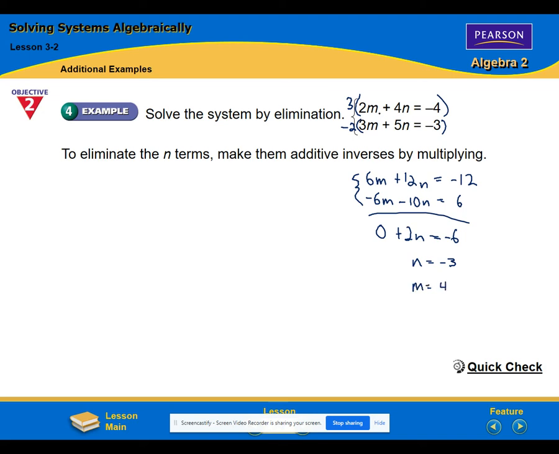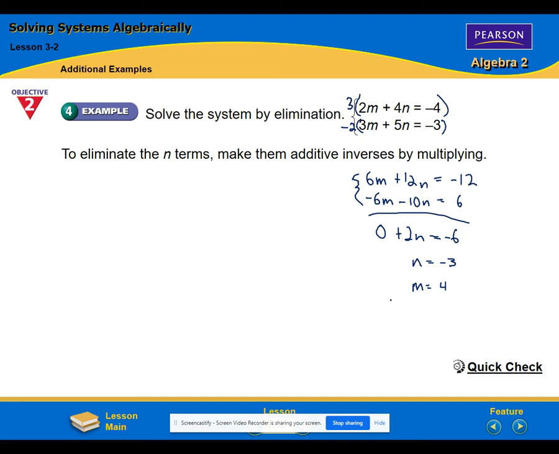And of course, if you use the top equation here to plug n in to get m equals 4, then I would take the other equation and write 3 times 4 plus 5 times negative 3 and see if it's actually equal to negative 3. Use one equation to find the second variable. Use the other one if you're going to check.